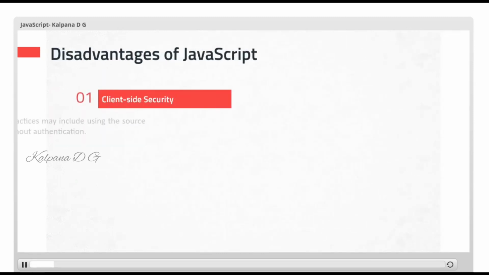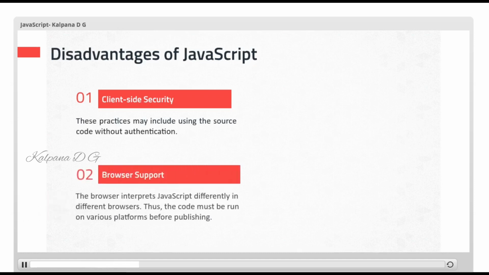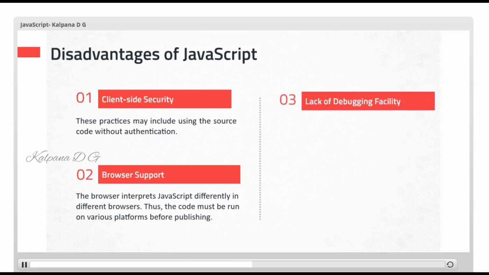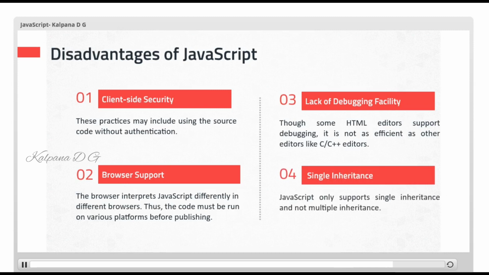Client-side security. These practices may include using the source code without authentication. Browser support. The browser interprets JavaScript differently in different browsers. Thus, the code must be run on various platforms before publishing. Lack of debugging facility. Though some HTML editors support debugging, it is not as efficient as other editors like C++ editors. Single inheritance. JavaScript only supports single inheritance and not multiple inheritance.